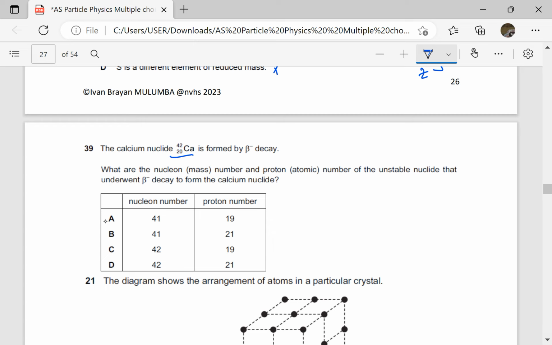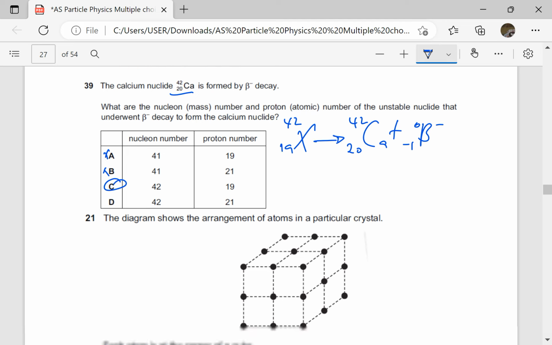So the calcium nuclide is formed by beta minus decay. Let's say X is forming calcium, 42, 20 plus beta minus, which is 0, -1. So nucleon number remains 42, so we eliminate A and B. Proton number is going to be 20 plus -1, so this is going to be 19. So the answer is C. Proton number is 19, nucleon number is 42.